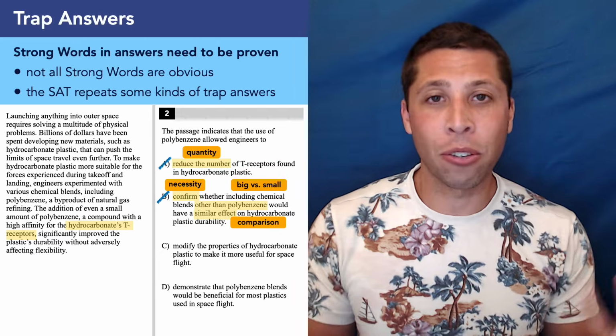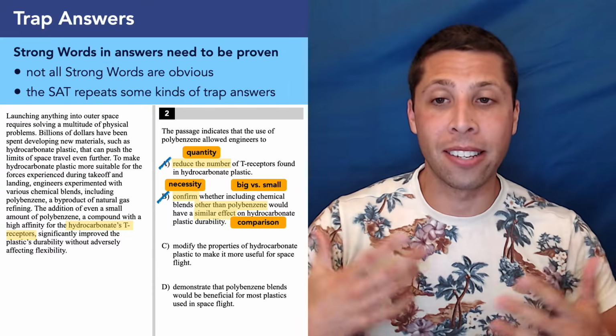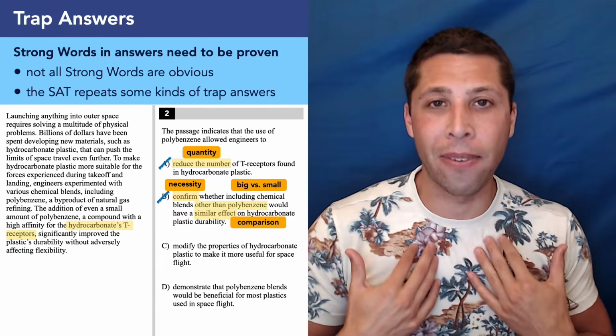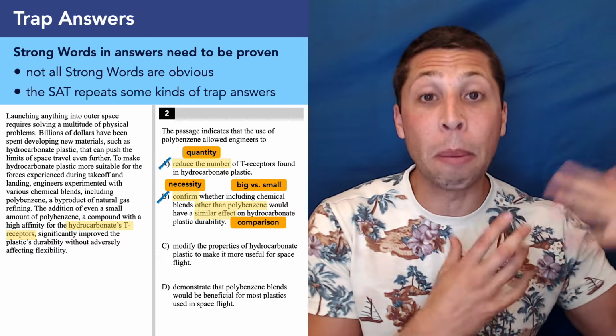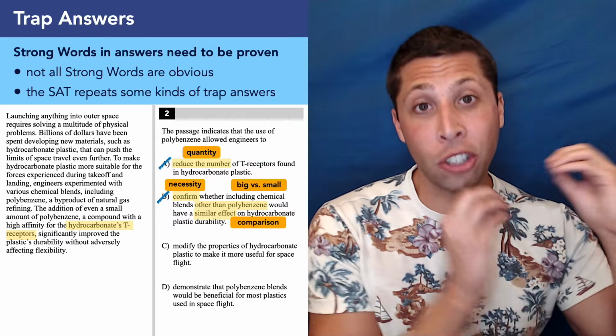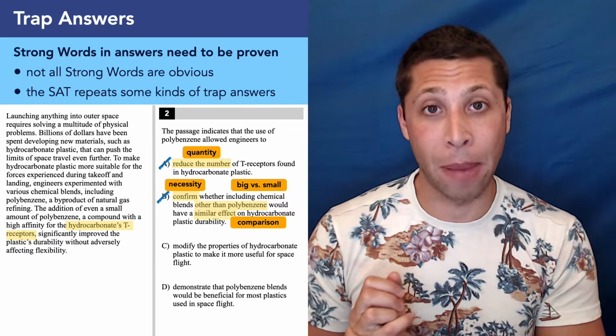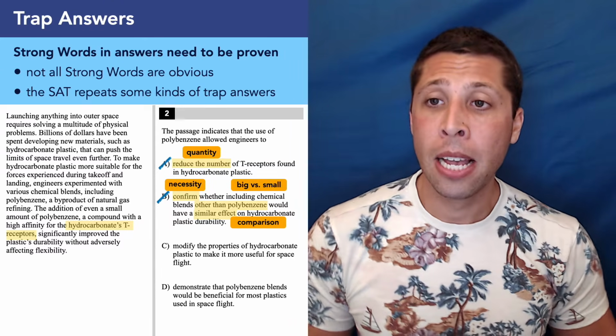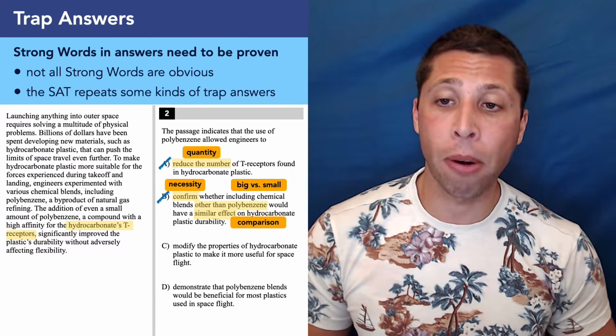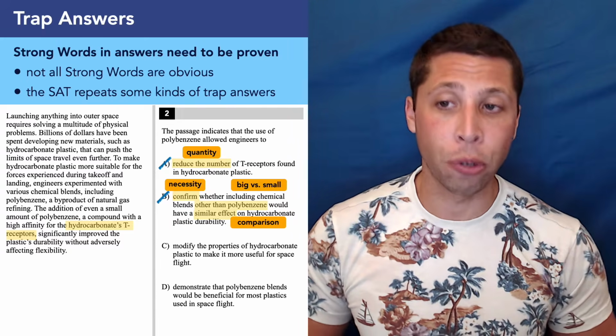And again, this is why we think about this as like a checklist. You don't need to always find the same thing that I find, but if there's something wrong, there's something that needs to be proven, now the strong words kind of jump out and we can go and look for those in the passage. Let's look at C. Polybenzene allowed engineers to modify the properties of hydrocarbonate plastic to make it more useful for spaceflight.